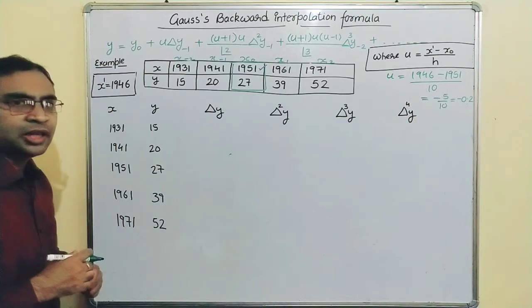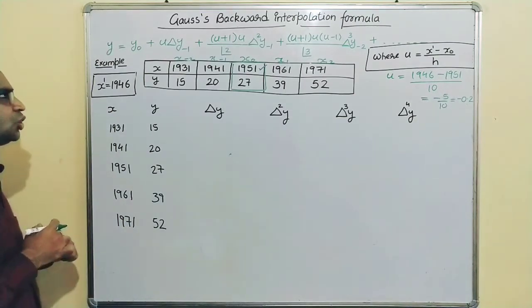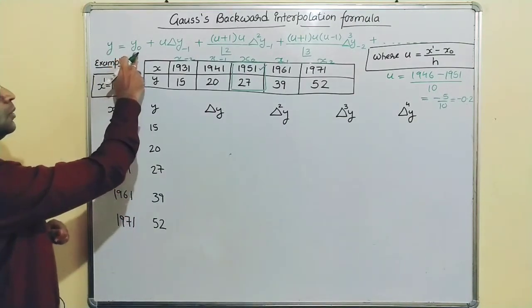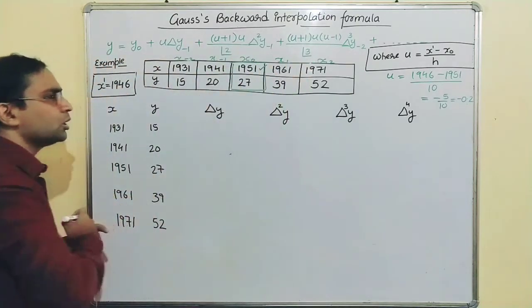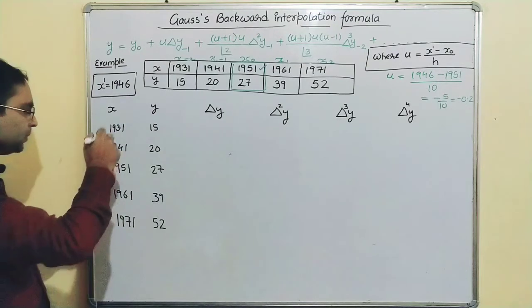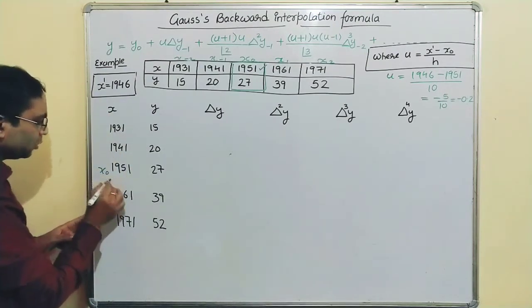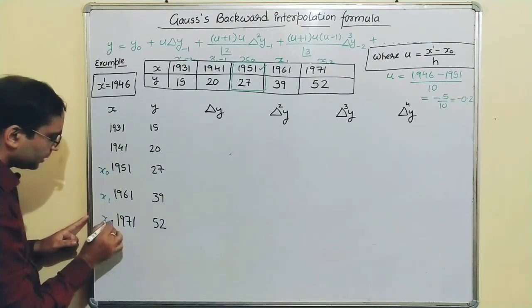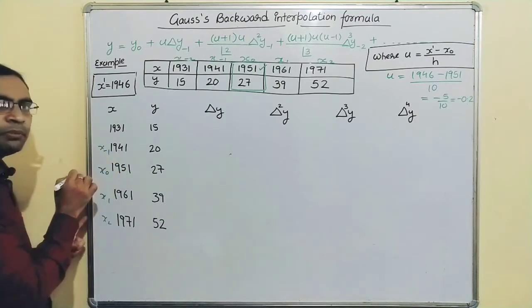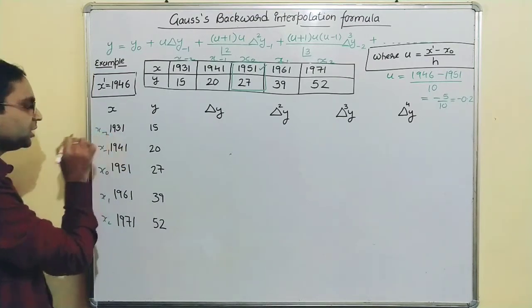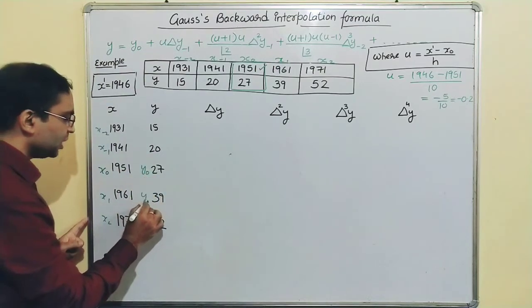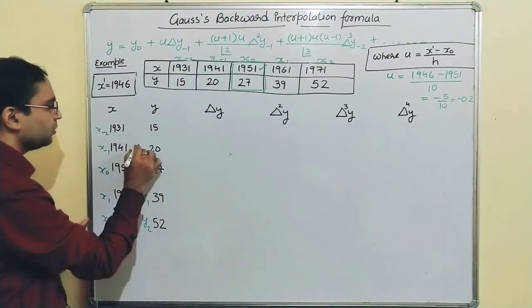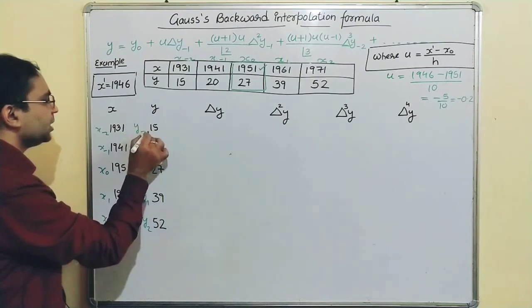Now let's construct the table for the calculation, as we need these values y0, del y minus 1, del 2y minus 1, and so on. So let's construct this table. As we know, this is x0, this is x1, this is x2, this is x minus 1, this is x minus 2. Then this will be y0, this is y1, y2, this will be y minus 1, and this will be y minus 2.